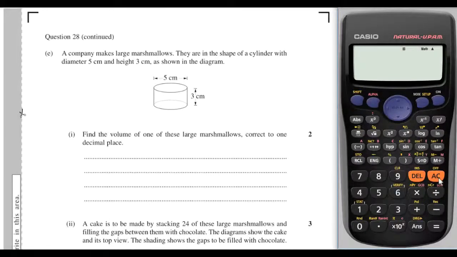Question 28, Part E, Part 1. The volume of one marshmallow, being a cylinder, is equal to pi multiplied by the radius squared, being 2.5, multiplied by the height of 3. Giving a volume of 58.9 cubic centimetres to 1 decimal place.